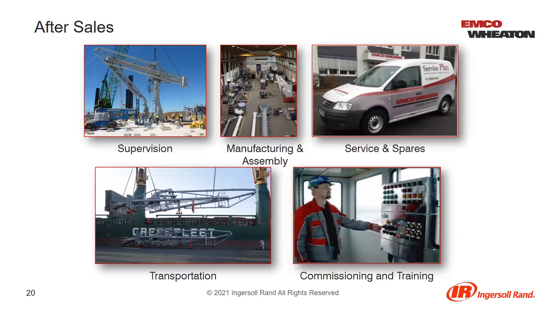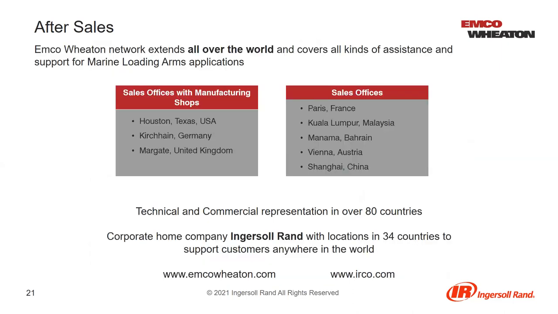After sales, as already mentioned at the beginning, my colleague Rob will tell you a little bit more about that, but just to mention that we are also able to provide after-sales services like supervision, service and spare parts, transportation, and of course also commissioning and training. We also have different sales offices. We already showed the manufacturing shops, but there's also a third manufacturing shop in Margate in the United Kingdom, where we are not producing marine loading arms, but we also have service people over there where my colleague Rob is also based.